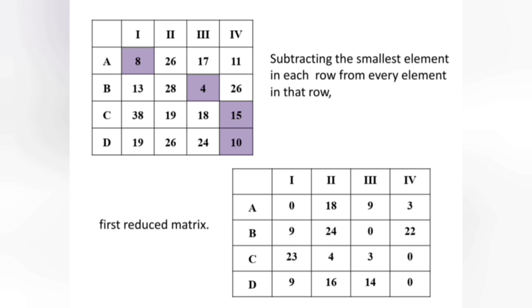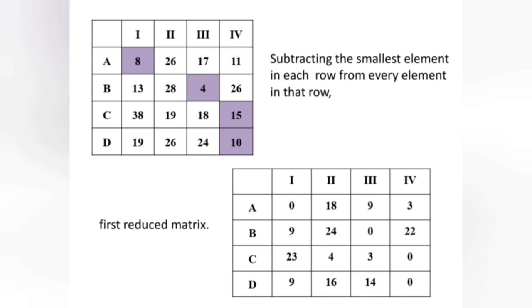First, let us see the row reduction table. In the first row, the first cell contains the minimum element 8. Reduce all the elements in the first row by 8, and we get the new row 0, 18, 9, 3. From the second row, the minimum element is 4. Reducing all the elements of the second row, we get 9, 24, 0, 22 as the new elements.